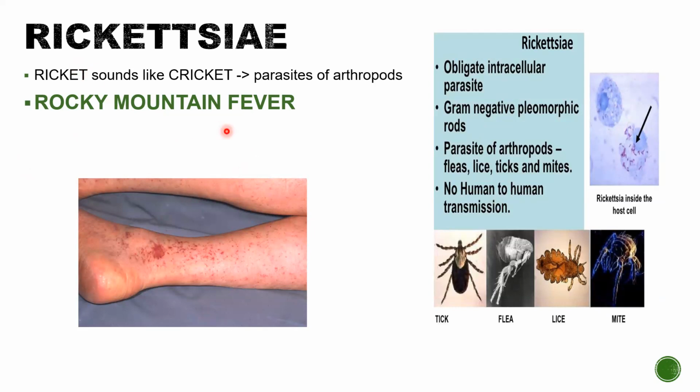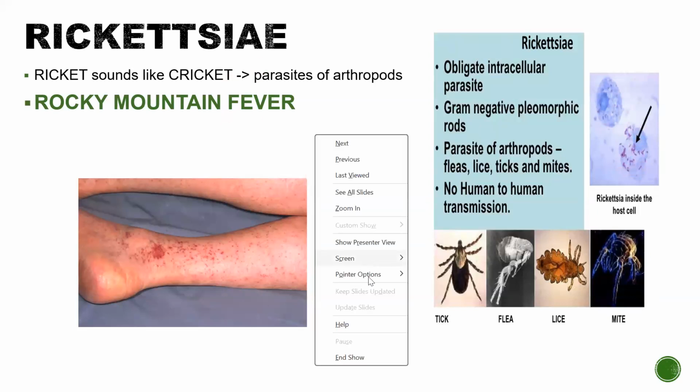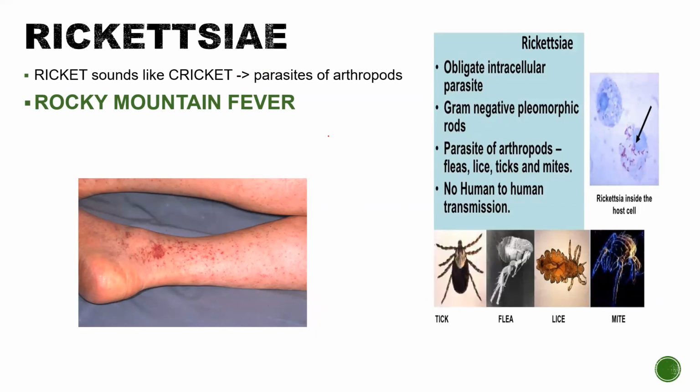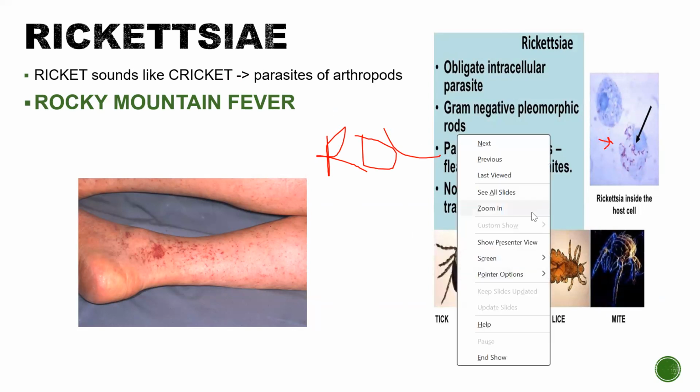Again, it's obligate intracellular. Just to remind you, the first one we discussed was chlamydia, and this one is rickettsia. Both are obligate intracellular, so you'll find them inside host cells, as you can see here. See these little dots? You'll find them inside host cells.